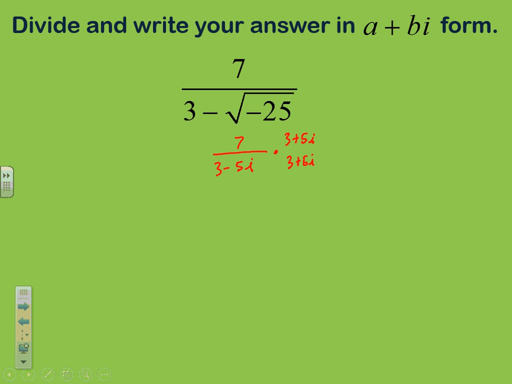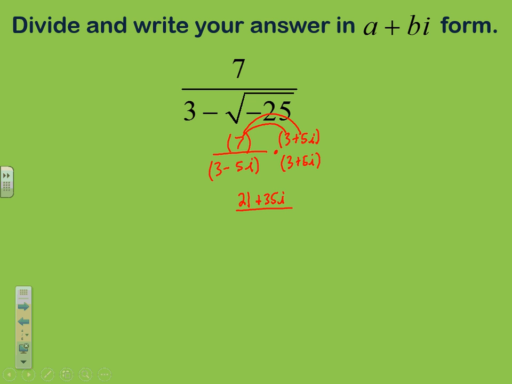Now, in some cases, it may be beneficial for students to put parentheses around the things that they're multiplying to clearly show that that's exactly what we're doing. It's not necessary, but sometimes it's beneficial. So here we have in the numerator 7 times the 3, which would be 21, and 7 times the 5i, which would give me a positive 35i.